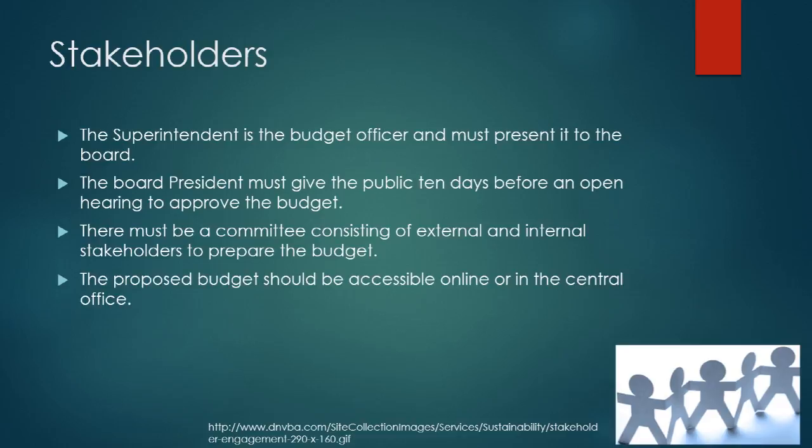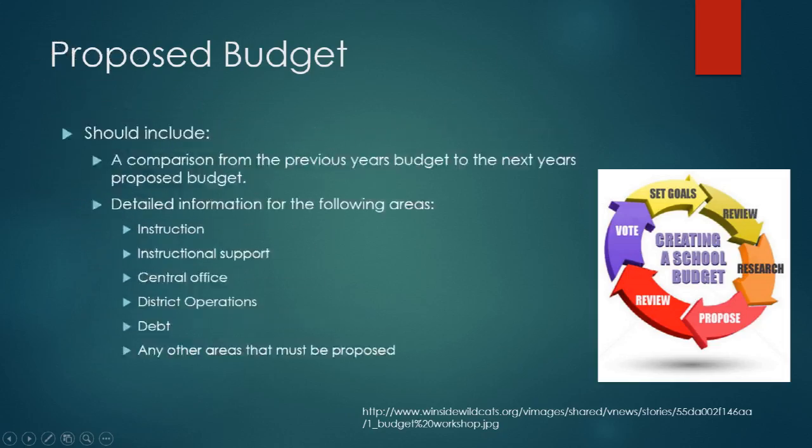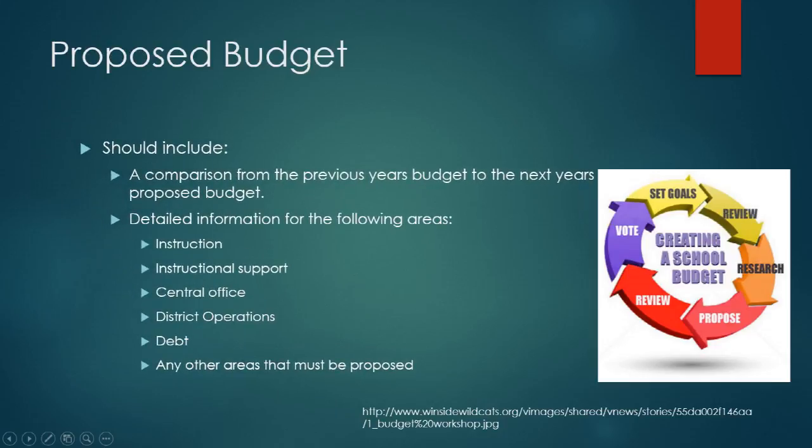The proposed budget should be accessible online or in the central office. The budget should be approved by August 31st. The proposed budget should include a comparison from the previous year's budget to the next year's proposed budget so that you can compare and see if anything needed to be tweaked or redistributed in areas that maybe were unforeseen from the year past, that maybe now there are going to be some areas that need a different allotment.